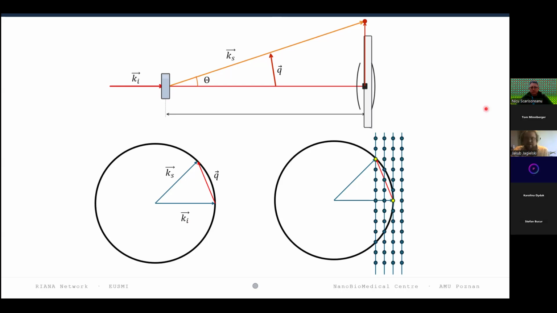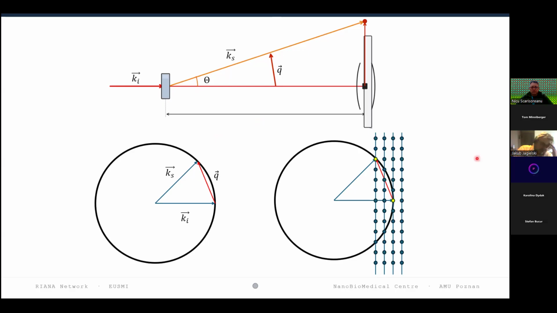You can see this construction in the upper part of this slide. In SAXS, we deal with elastic scattering, so the X-ray energy is conserved. So the incident and scattered wave vectors have the same magnitude, which equals 2 pi over lambda. From the geometry of this triangle, one can derive that the scattering vector Q equals 4 pi sine theta, where theta is this scattering angle, over lambda.